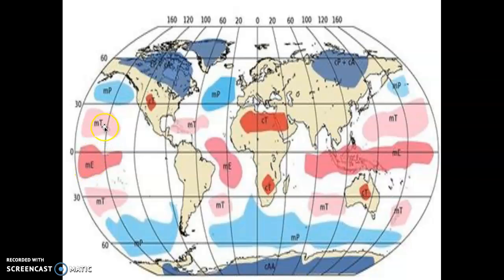So notice these abbreviations. What do you think those letters stand for? Notice all the ones over water start with an M. All the ones over land start with a C. All the ones that are red near the equator have a T as their second letter, whereas all the ones near the polar regions have a P. So that's just the abbreviations for the name. So this would be a maritime tropical. This would be a maritime polar air mass, which we learned about.